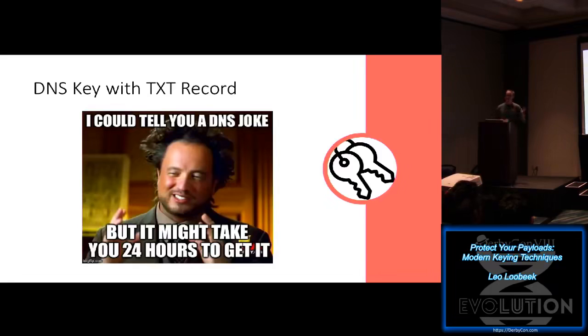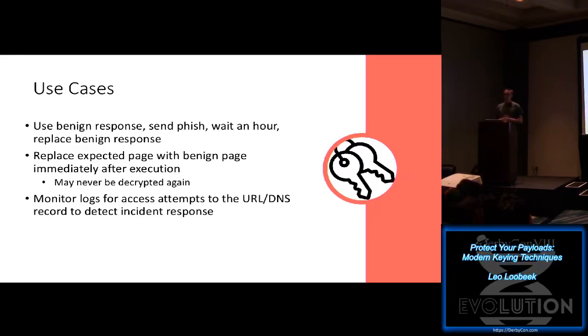DNS key works the exact same way. You have the payload make a DNS TXT request, get the response, hash the response, and use that as the key. For use cases, similar to the HTTP key module for Veil, you could use it to get around sandboxing. You encrypt your payload and set up your HTTP server to always send back that benign response. So you send the phish and wait an hour. The sandbox and all these different analysis tools are going to be making requests. Then hopefully, after an hour, the user clicked on it and it's been pulling back the whole time. You replace that with the expected response, the payload will execute, and hopefully that gets you around sandboxing.